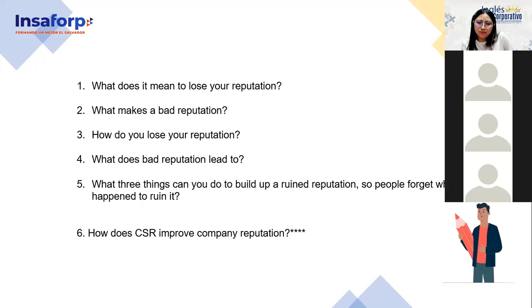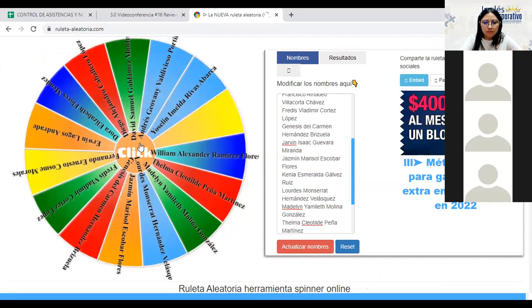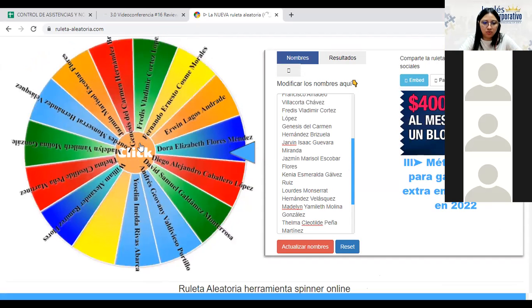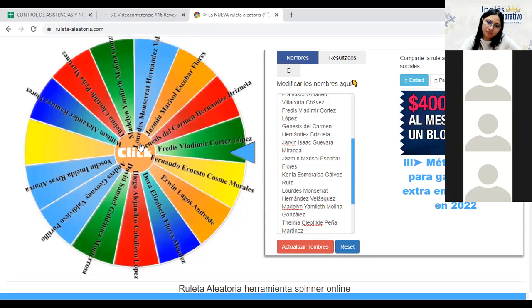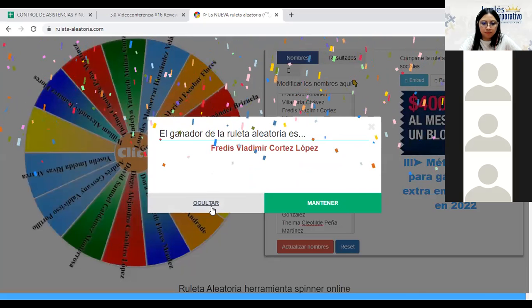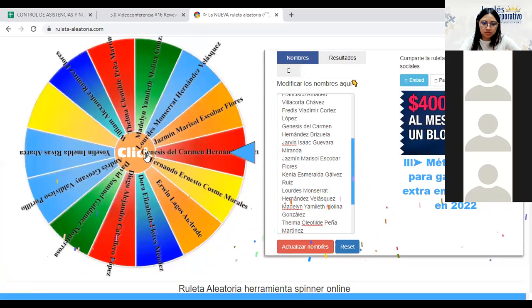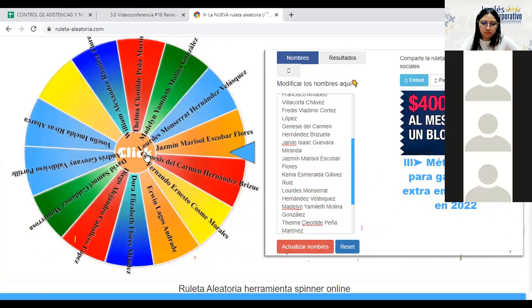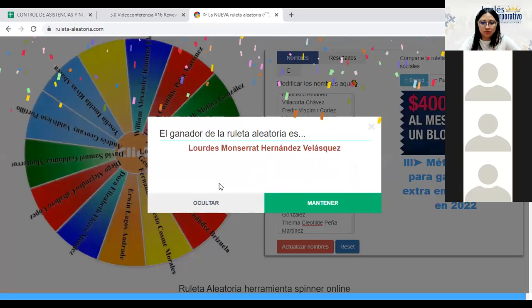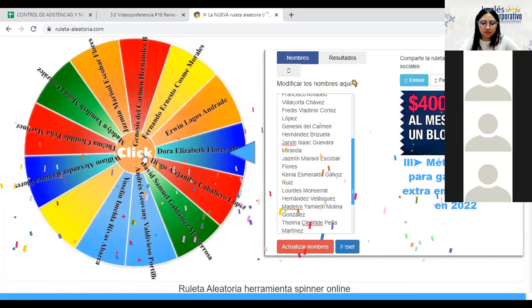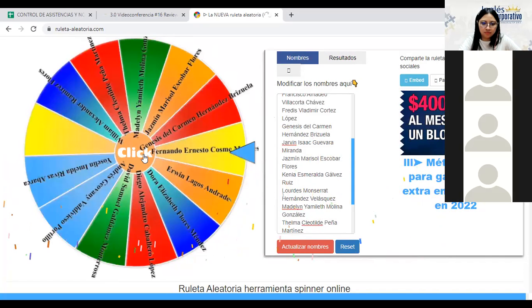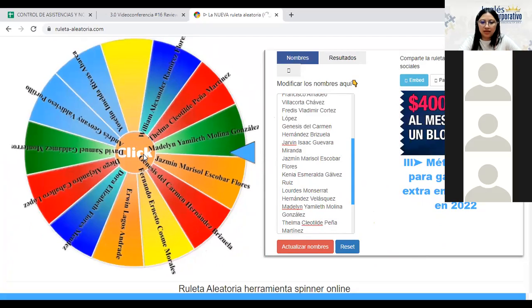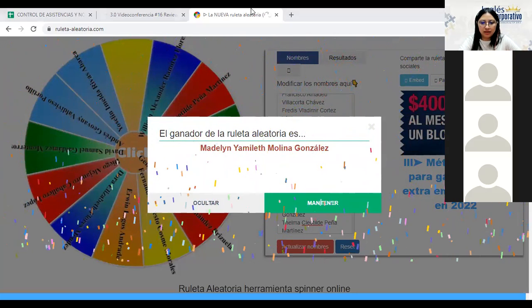So interesting. So in this case, you already know how to lose your reputation. So what does a bad reputation lead to? ¿A qué nos lleva? Personal, and let's talk about companies. ¿Qué pasa con ellos? Here we go. Two volunteers in order to express what they think about this. Grace ya participó. Let's pick another one. Okay, Lourdes, you're going to be the first one. And the other one, Madeline. Lourdes and Madeline. Go, girls.